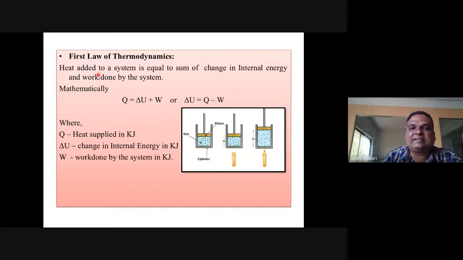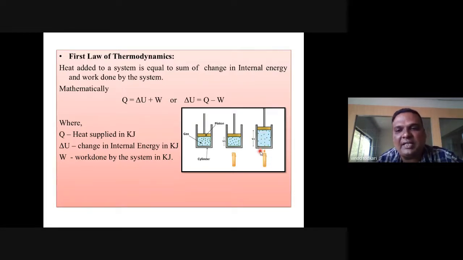Now let's say this is a system in which there is a piston cylinder arrangement, and inside this piston cylinder there is a gas, initially at volume V1. Now when you heat this gas, what will happen? The gas will expand, so it will move from volume V1 to V2. So it is doing some work. You are giving heat and it is doing some work, so there is conversion of heat energy into work energy.